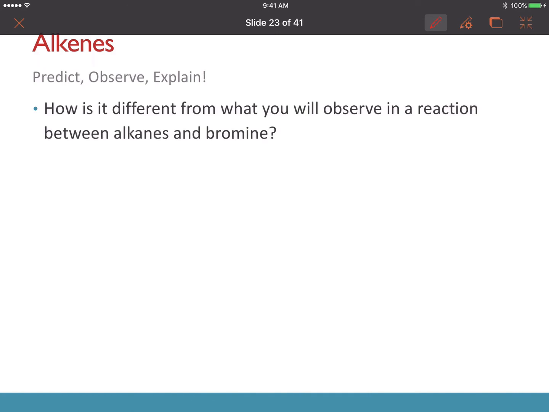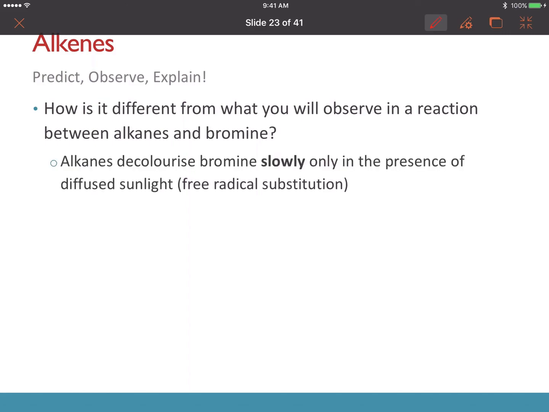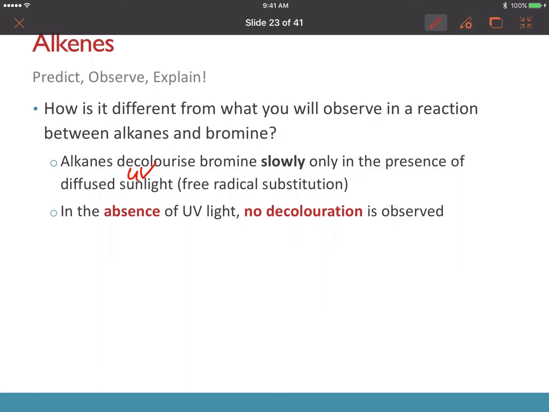Okay, so how do you think it's different from what you observe in a reaction between alkane and bromine? Note that it is possible for alkanes to react with bromine as free radical substitution, but we need the presence of sunlight or UV light. Sunlight contains UV light. In the absence of UV light, there should be no decolorization as shown in the video.